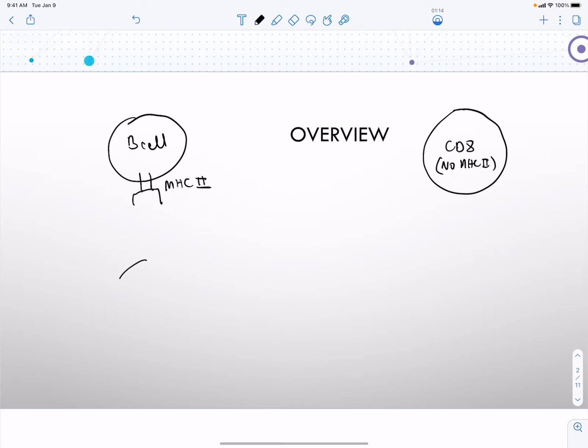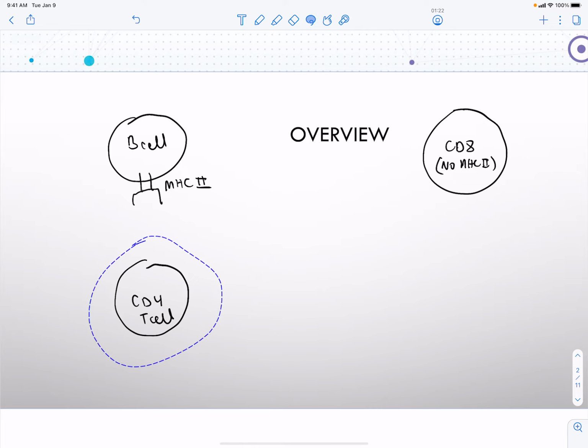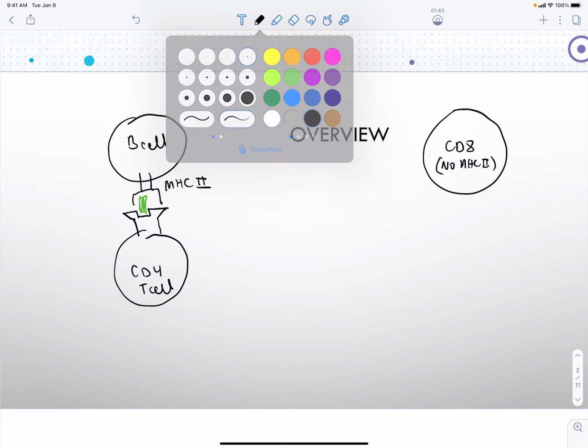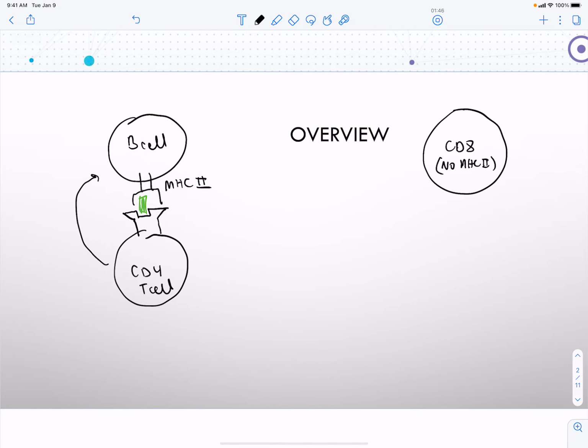A CD4 T cell, of course, can interact directly with the MHC class II, and it does so with its T cell receptor. And it's going to interact with some antigen that the B cell is presenting, the peptide antigen. I'll just draw it like a box. And so with this type of interaction, your CD4 T cell can give the B cell help directly. So it's a cell-to-cell interaction.